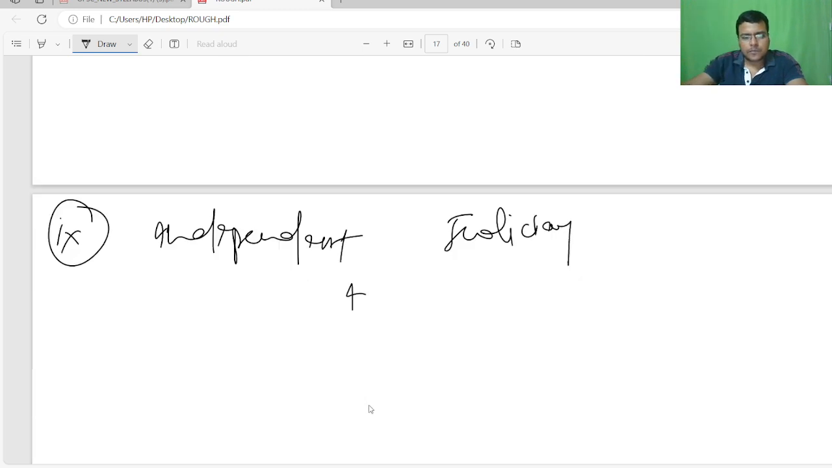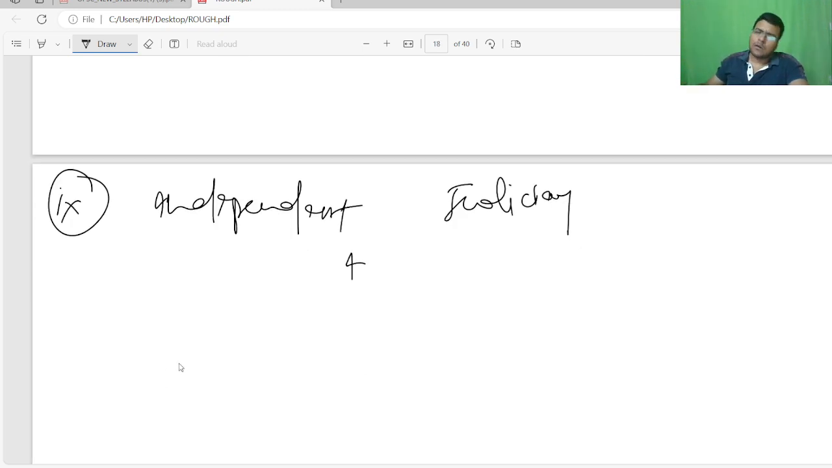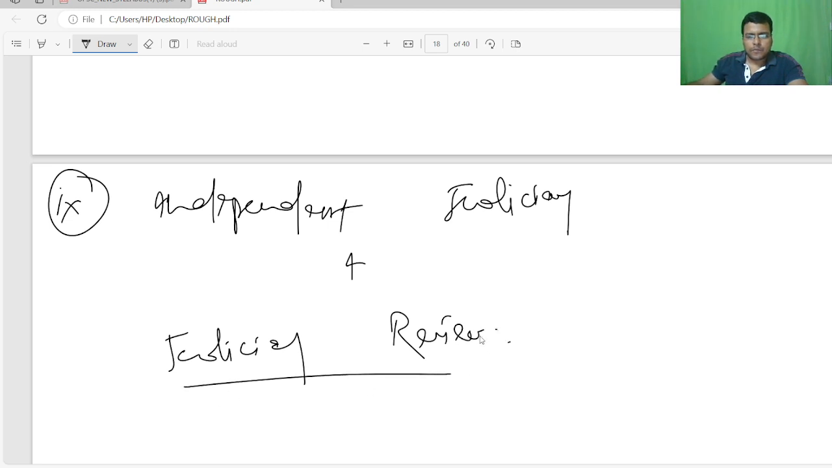Independent judiciary. You all know judiciary is independent. That means judiciary is not under the legislature or executive. Legislature or executive cannot control it. That is independent judiciary. And judicial review.